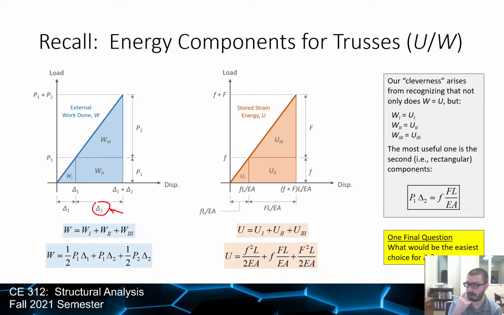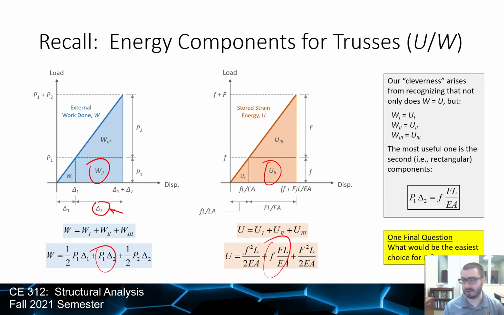And so ultimately what we were after was this delta 2. We ended up breaking this up into a series of energy components, and what we originally recognized was that W2 and U2 we could set equal to one another, and they would be the most advantageous for solving the deflection. So we would set this equal to that, and that's where the little f big F times L over EA came from.